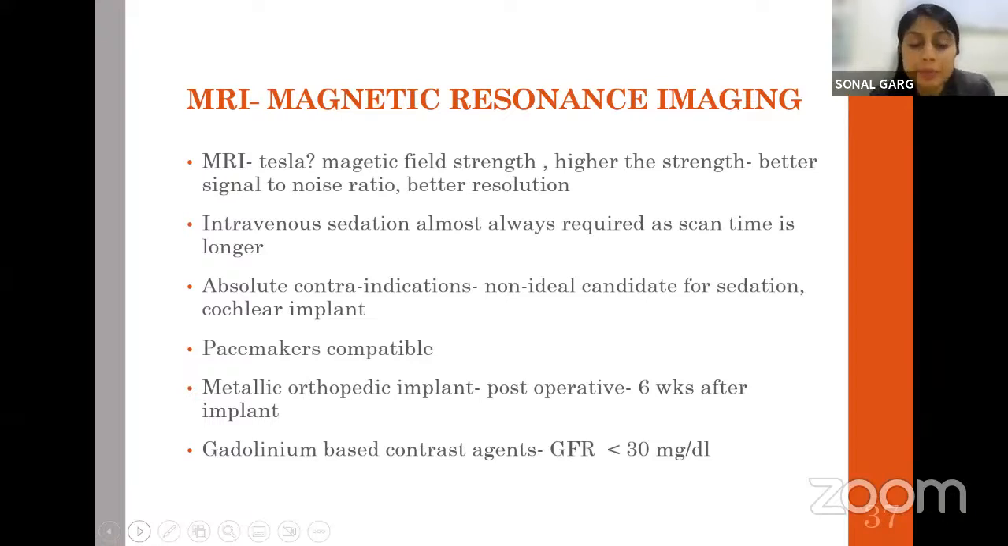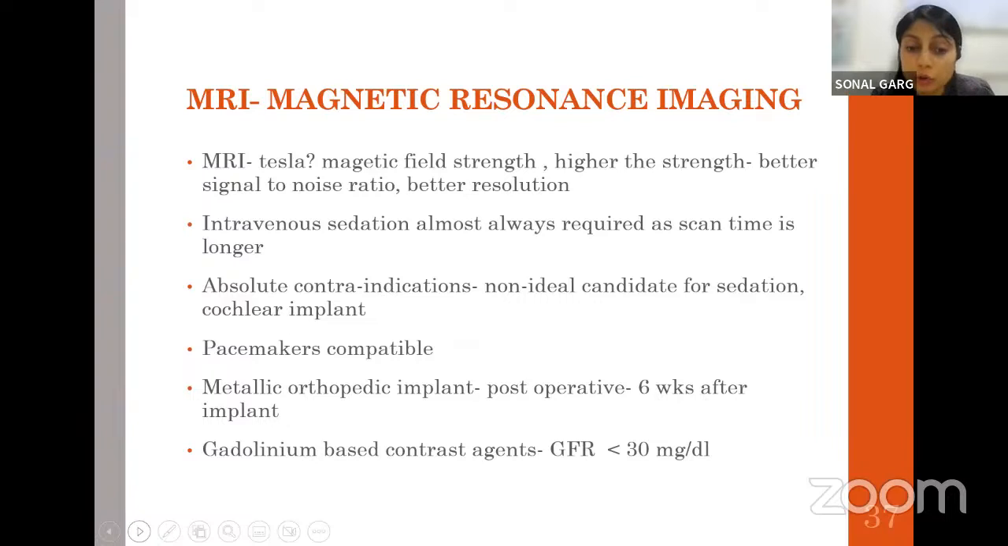The only, I would say, absolute contraindication to undergoing an MRI is a cochlear implant. The new generation of pacemakers have also become compatible with MRI. But a point to note here is that if a patient with a pacemaker is going to undergo an MRI, it is almost always necessary to have the person from the company that has inserted the pacemaker set the settings so that they don't have issues after the MRI is over.